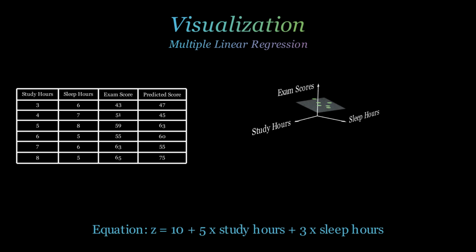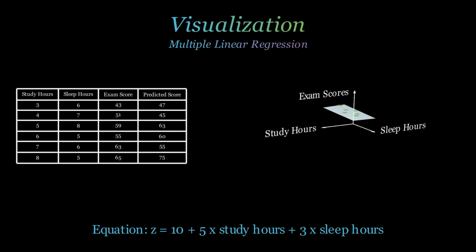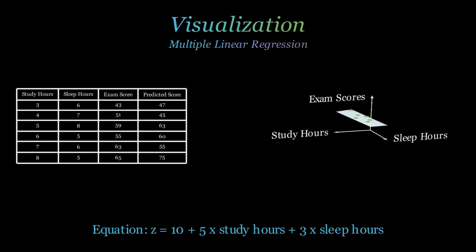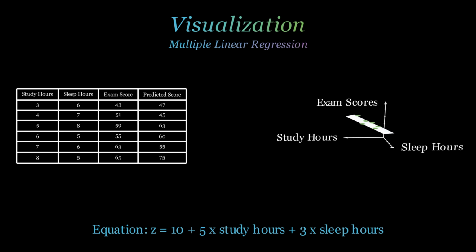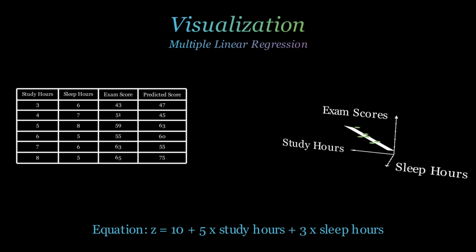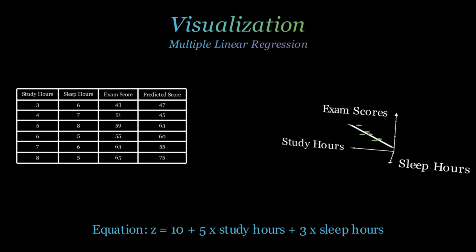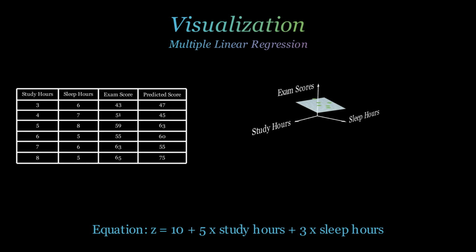Now, we add the plane, which represents the actual score. This plane is generated using the equation Z equals 10 plus 5 times the study hours plus 3 times the sleep hours. Here, 10 is the base score everyone gets. Each hour of study adds 5 points, and each hour of sleep adds 3 points. This shows the combined effect of these two factors.